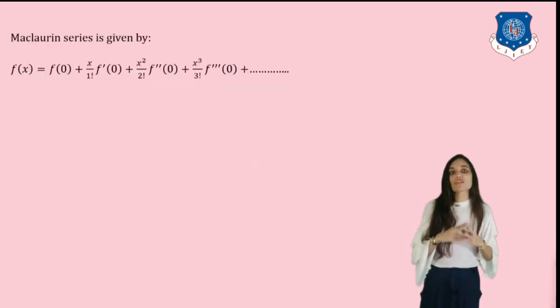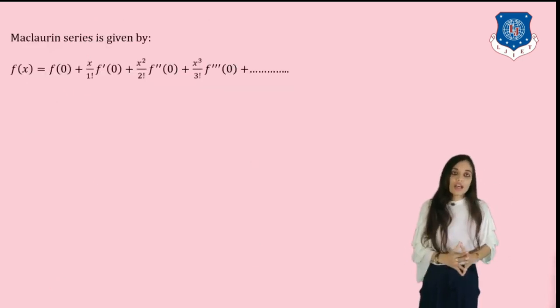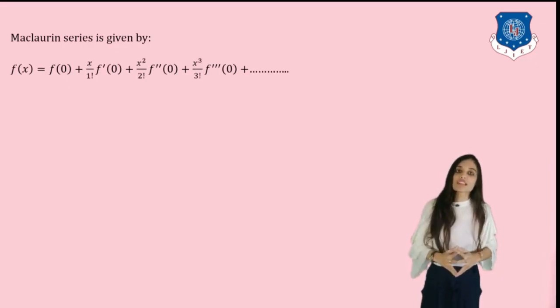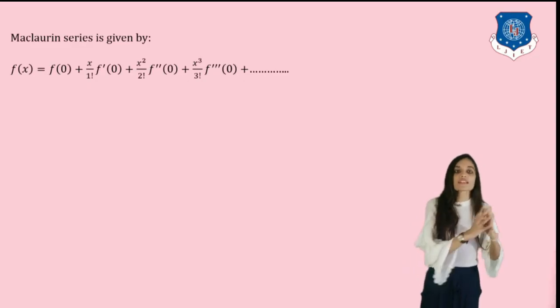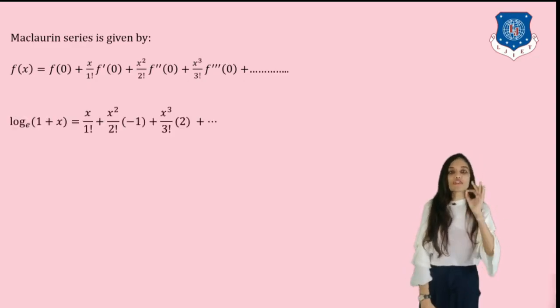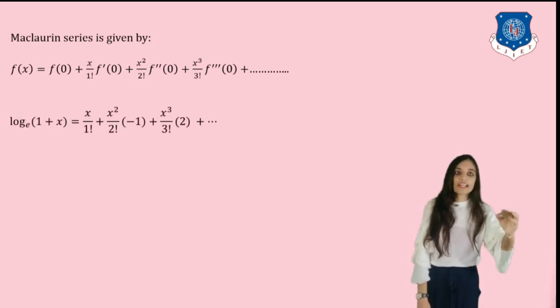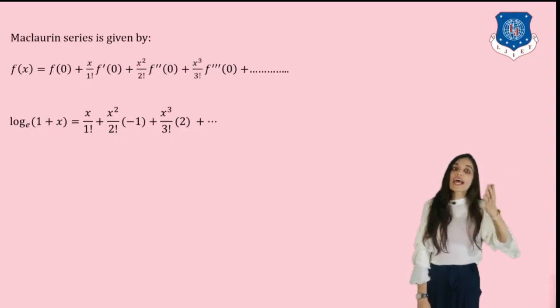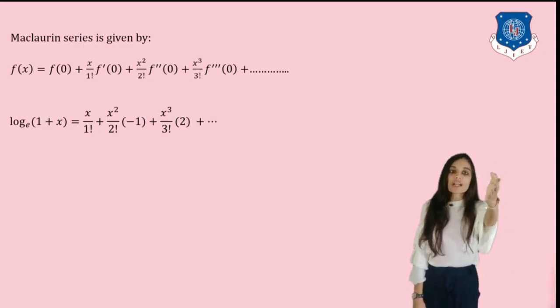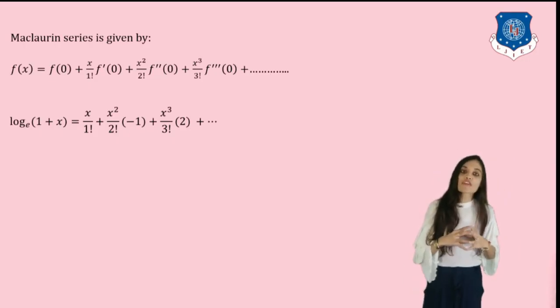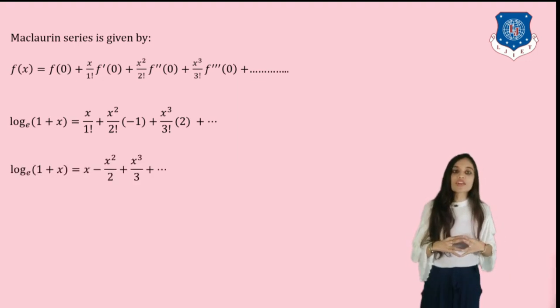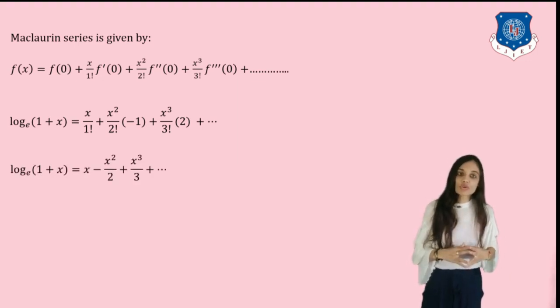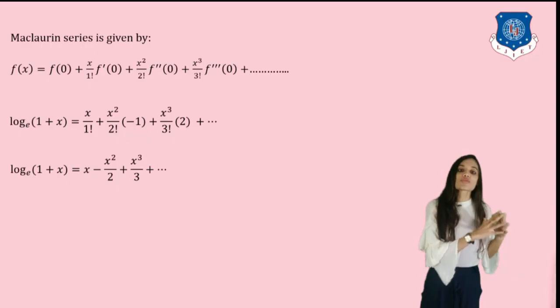Now let us find the Maclaurin series of log 1 plus x. We know the Maclaurin series is given by f of 0 plus x upon 1 factorial f dash of 0 plus and so on. Just put the values of f of 0, f dash 0, f double dash 0 and so on. Here f of 0 is 0, so it's gone. f dash 0 is 1, f double dash 0 is minus 1, f triple dash 0 is 2. So our final answer for log 1 plus x is equal to x minus x square upon 2 plus x cube upon 3 and so on.